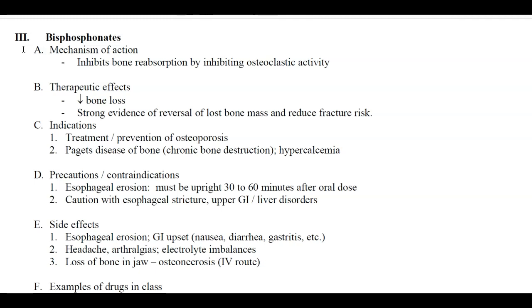Now, Paget's disease of the bone is a disease that causes chronic bone destruction. So this is also a case wherein we may be giving bisphosphonates. And lastly, hypercalcemia, or high calcium in the blood. What it does is basically pull that calcium back into the bone, therefore decreasing the calcium level in the blood.